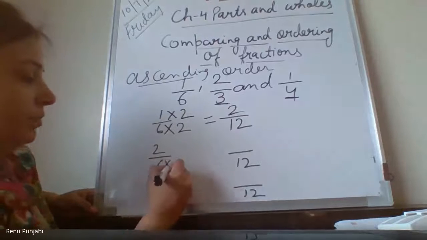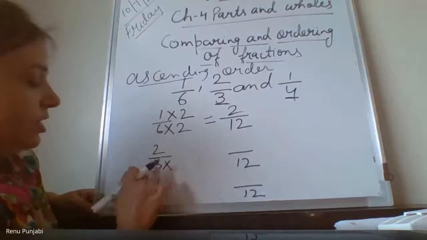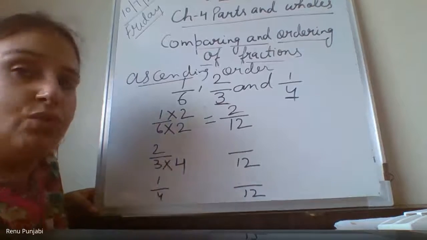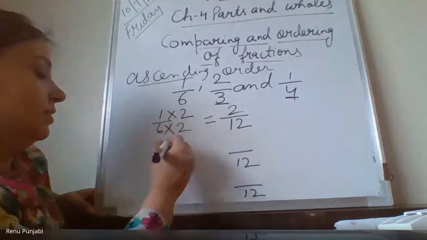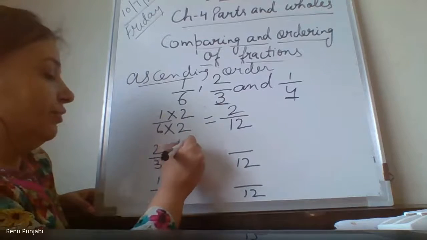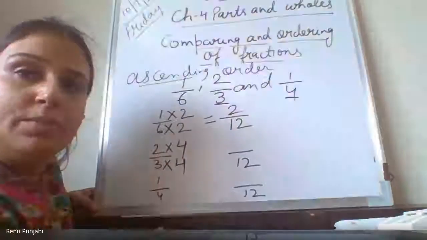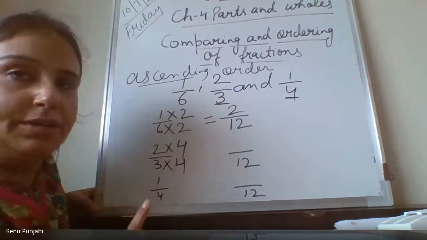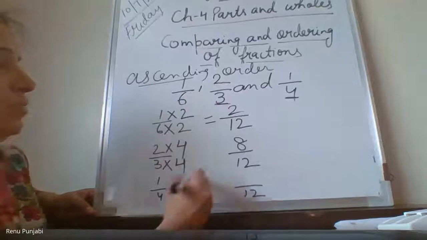Same here, it will multiply. Sorry, it was 2 upon 3. So it will multiply with the 4 to get the 12. Multiply it with the 4, because the same number we will multiply with the numerator and the denominator. This will be 8 upon 12.